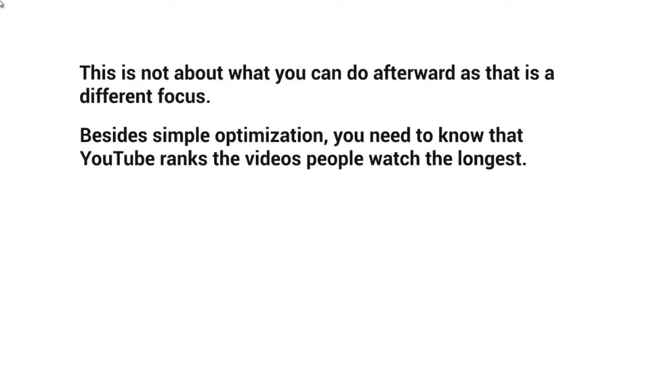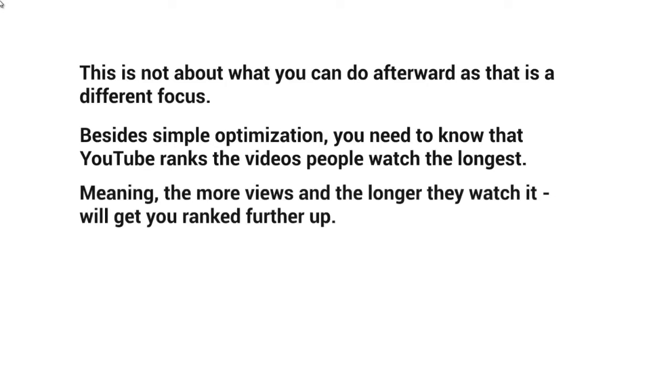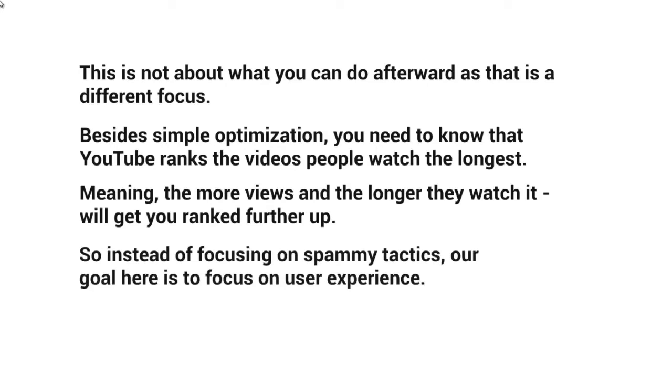or 100%, or how many minutes total? 1,000 times how many minutes was watched. So they really look at how long people watch the videos as a whole. Meaning the more viewers and the longer that they watch, that will get you ranked further and further up. So instead of focusing on spammy tactics, tons of backlinks, and all of that, our goal here is to really focus on the user experience.